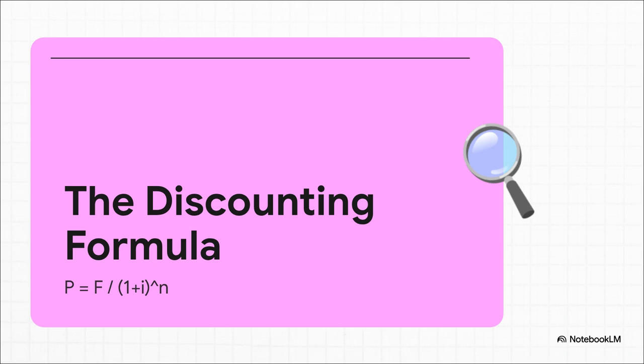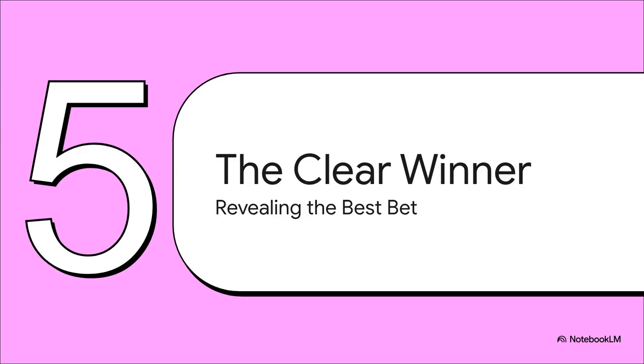We're still solving for P, the present value, but this time we're starting with a future amount, F. And that interest rate, I, now gets a slightly different name. We call it the discount rate. All right, now we have our second key tool. Let's put it to work. Let's go back to those 3 projects and finally figure out which one is the best bet.